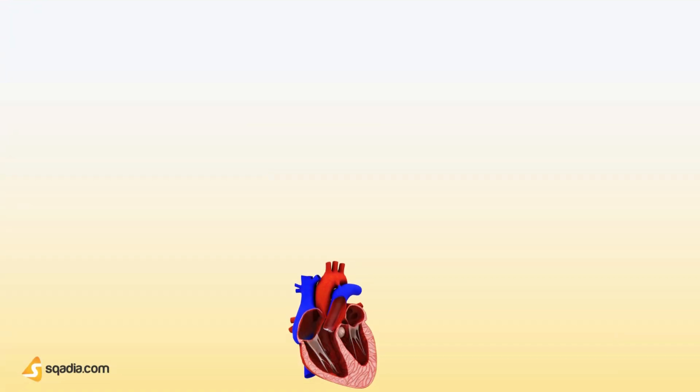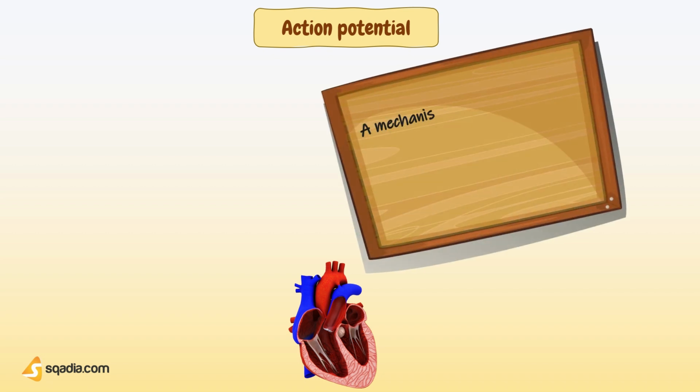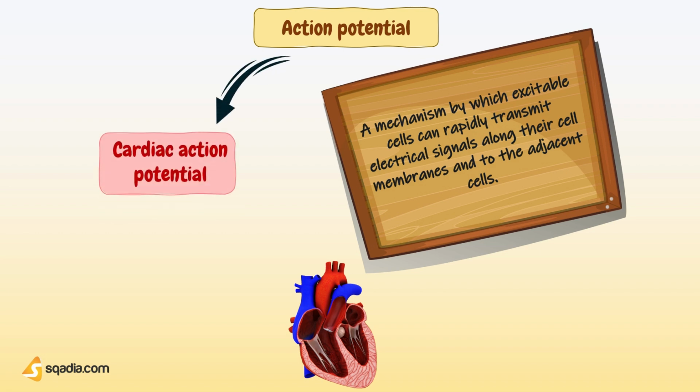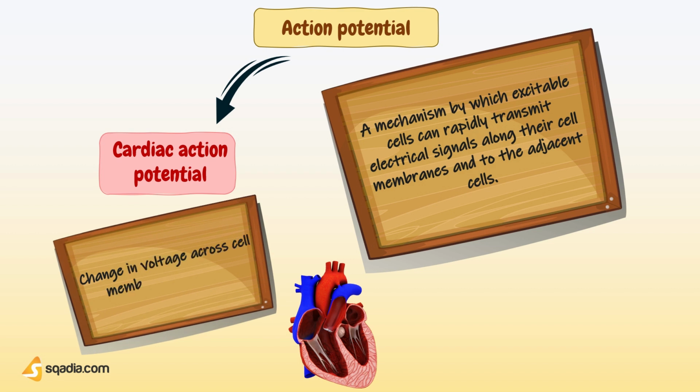Now let's understand an important concept, which is the result of unstable equilibrium potential, and that is the action potential. Starting with its definition: a mechanism by which excitable cells, for example neurons and myocytes, can rapidly transmit electrical signals along their cell membranes and to the adjacent cells. Here, our focus will be mainly on cardiac action potential. A cardiac action potential is a change in voltage across the cell membrane of the cardiac myocytes, that in turn excites the heart and ultimately causes the contraction of the heart.